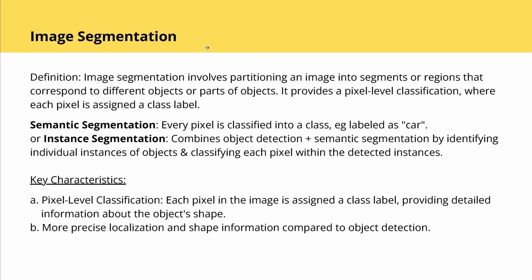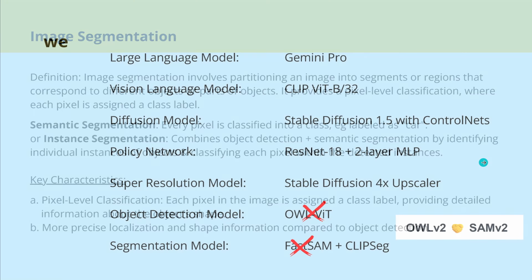And we have image segmentation, like I've shown you in my video already. It involves partitioning an image into segments or regions that correspond to different objects or parts of an object. And this provides a pixel-level classification where each pixel is assigned a class label. And here we have, in the simplest case, a semantic segmentation. So each pixel is classified into a class. Let's identify all the cars in an image. Or you go with an instance segmentation. So we have object detection and semantic segmentation by identifying individual instances. That's all there is to it.